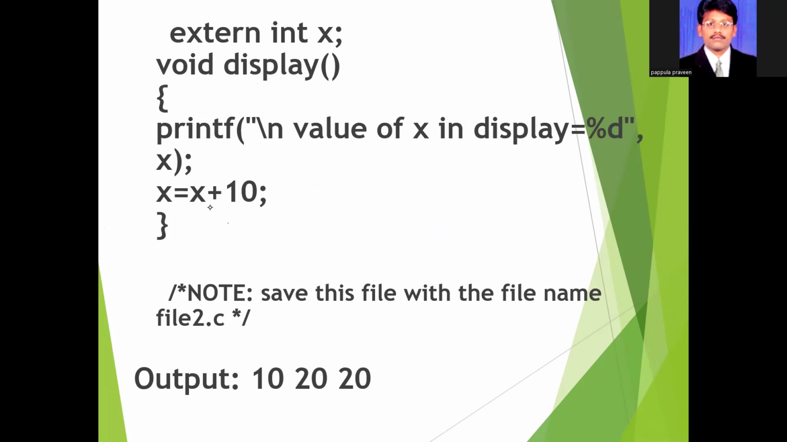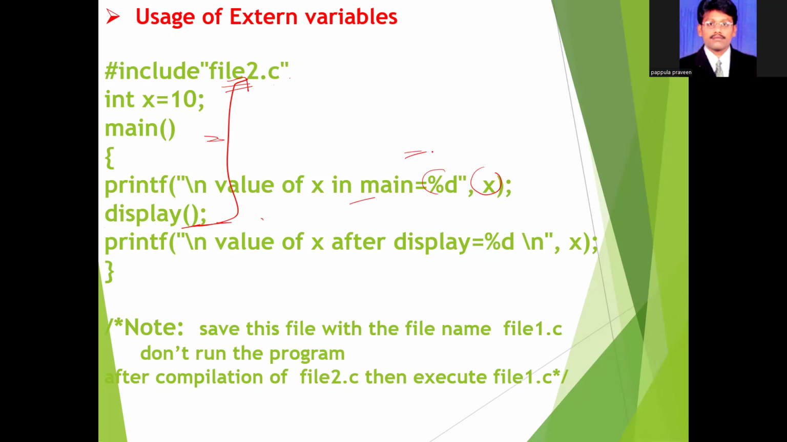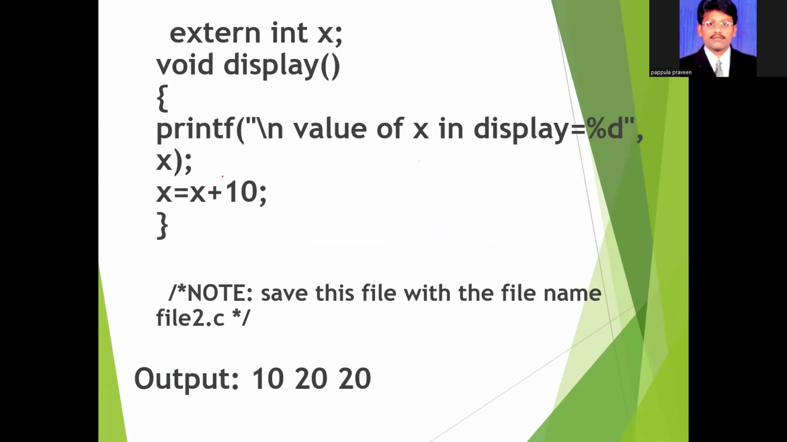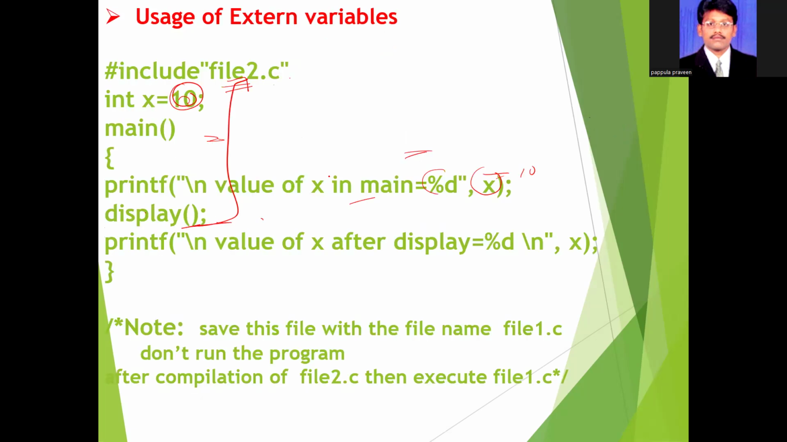Now here x value equal to 10. Here x value equal to 10. Now this 10 is the external. Here, go to the control display function, extern int x. So extern int x means this value is 10. Now 10 plus 10, that is 20. Look at the 20, right? And the control jumps from the display function to main. What is the x value here? x value equal to 10.